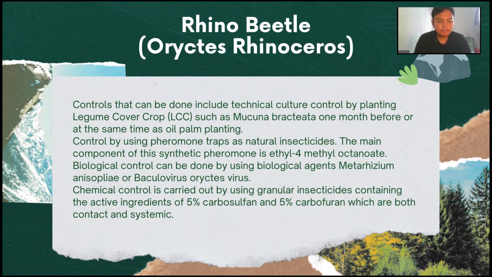Biological control can be done by using biological agents, Metarhizium anisopliae or Oryctes virus. Chemical control is carried out by using granular insecticides containing the active ingredients of 5% carbosulfan and 5% carbofuran, which are both contact and systemic.